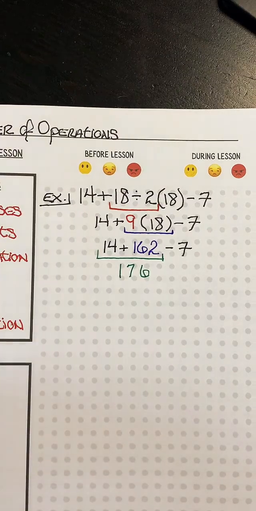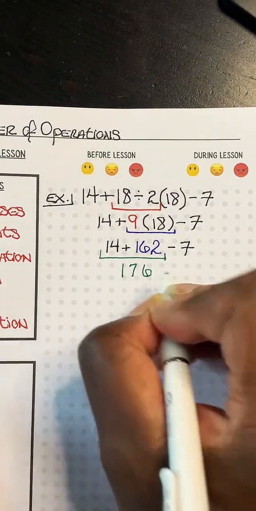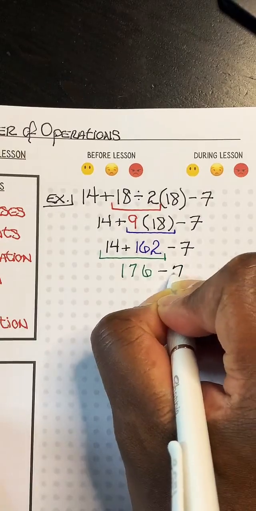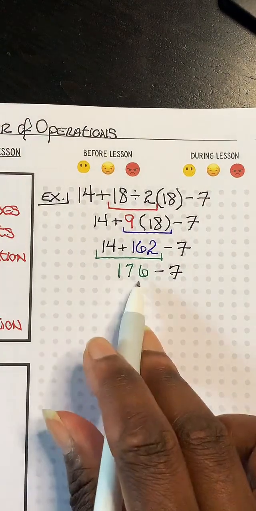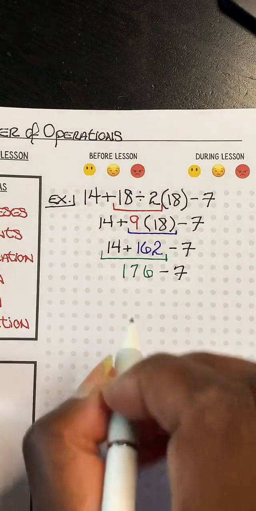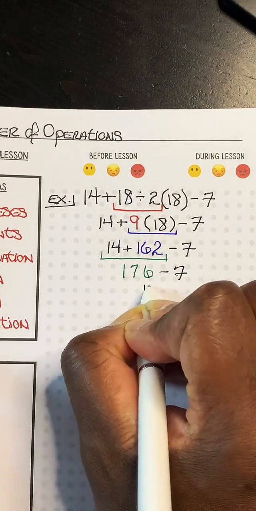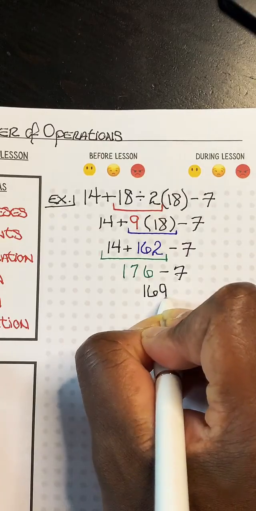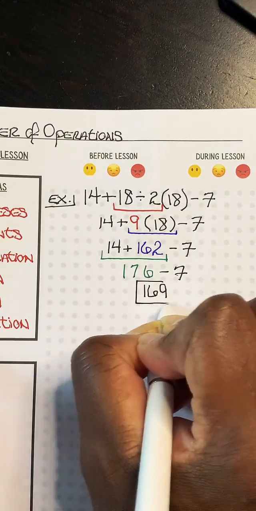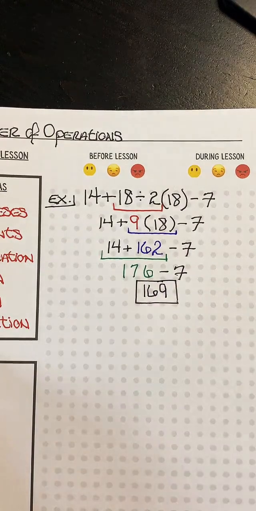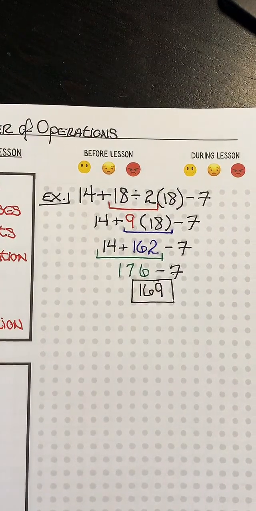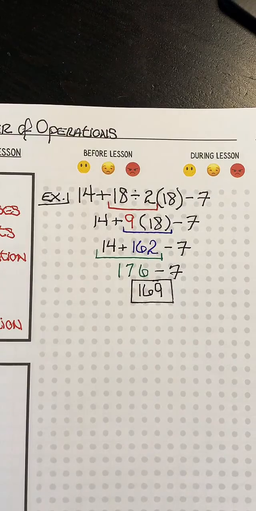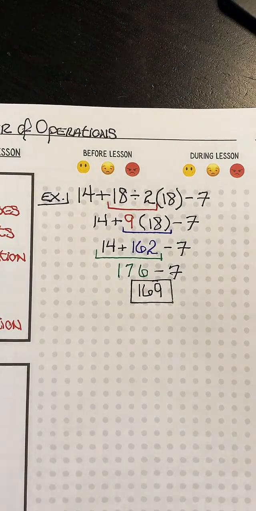Okay, now bringing down the minus 7. So all we have to do is subtract 7 from the 176. That will give us our 169. That is our answer. That's how you do order of operations. Okay? That's how we're doing order of operations.